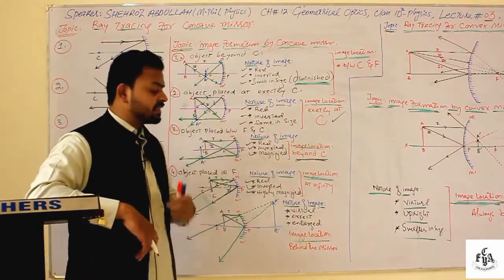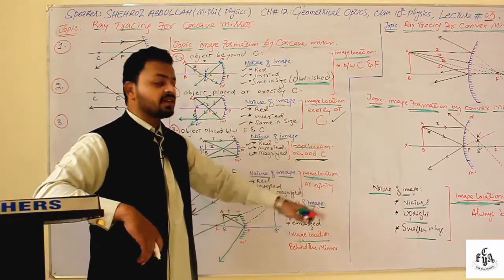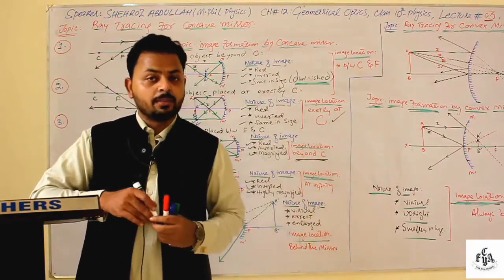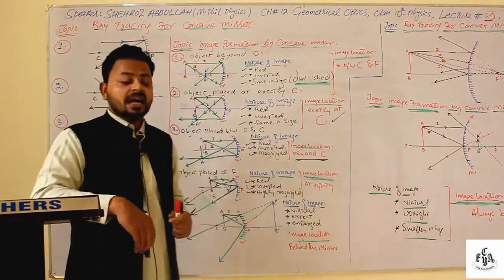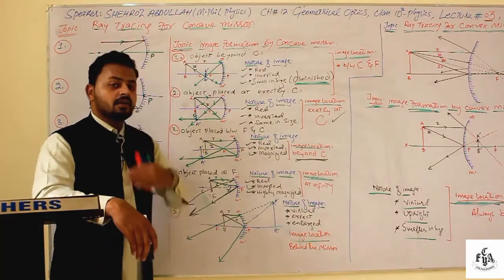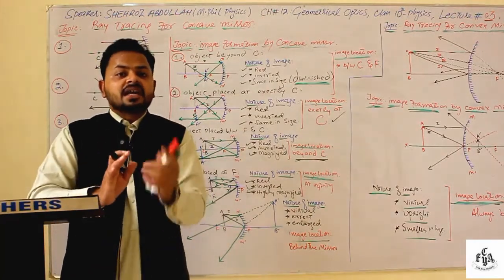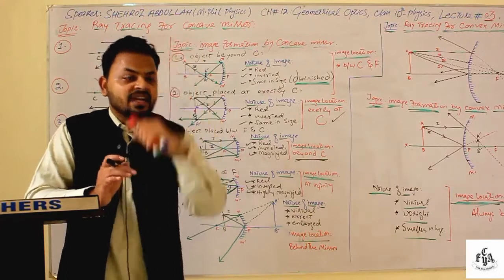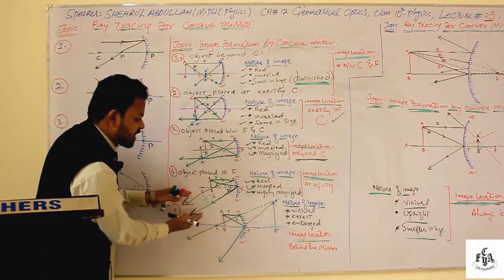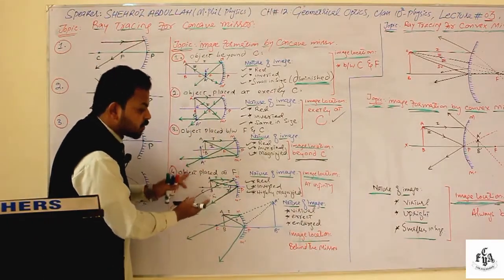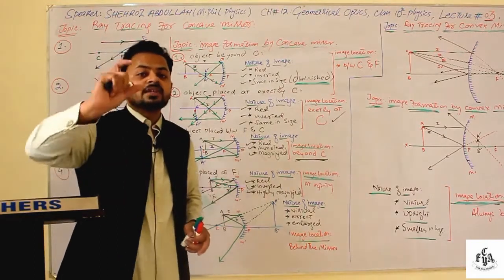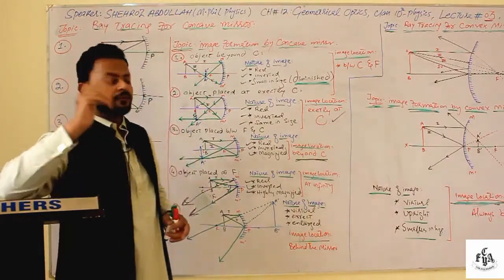Now do remember one thing, the image location will be at infinity. The image location will be what? At infinity. We know that parallel lines meet each other at which point? Infinity. Since both these lines are reflected and now they are parallel, it is very clear that the image formed will be at infinity.